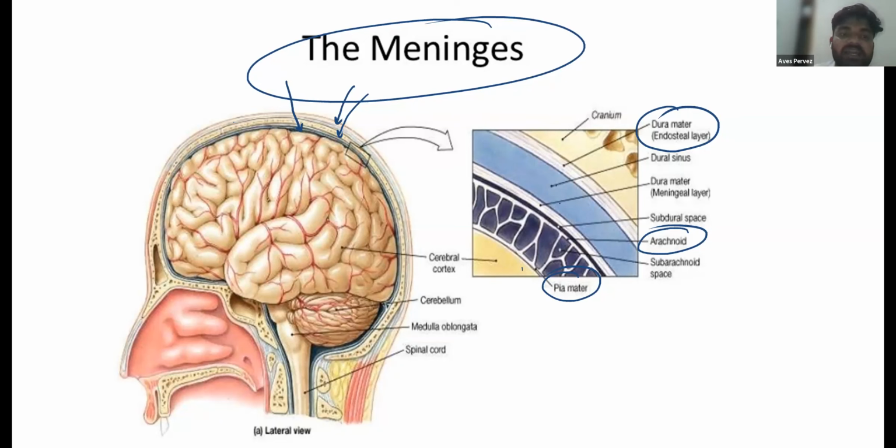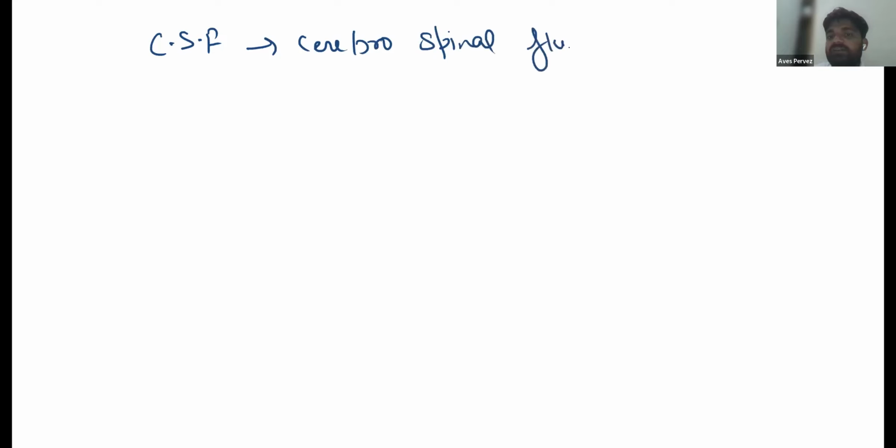Okay, inside this there is a fluid present between the skull and the brain. That we call CSF, cerebrospinal fluid. What we call it? Cerebrospinal fluid. Okay, CSF. What is the function of CSF?